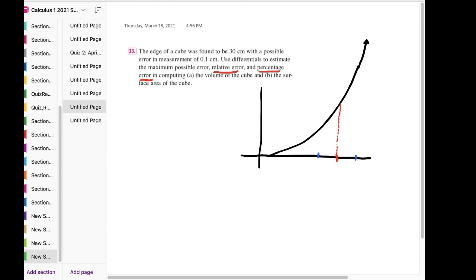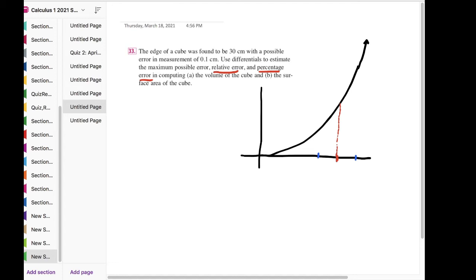All right, it's 6:30, so why don't we continue? Okay, so in this question, we have the edge of a cube that is found to be 30 centimeters, and there was a possible error in measurement of about 0.1 centimeters. So we use differentials to estimate the error.